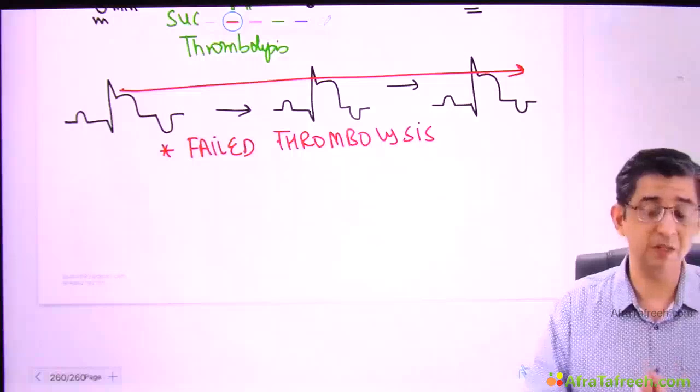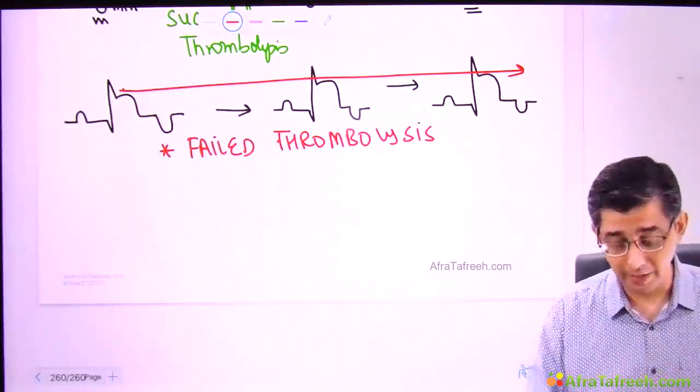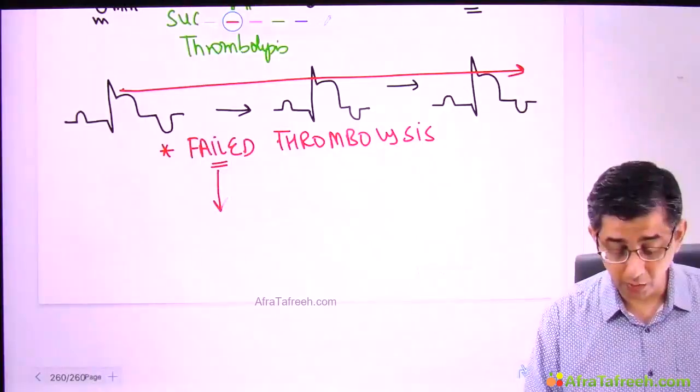So the message is, if ST elevation is going to be persistent in spite of thrombolysis, it indicates the fact that your thrombolysis does not work. Now in this scenario, what are you going to do?